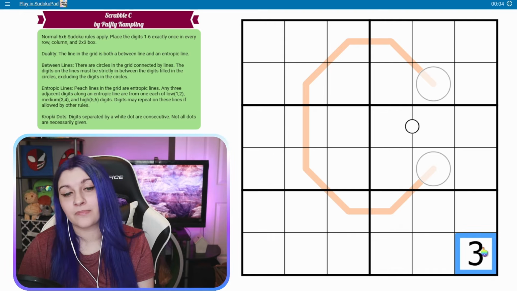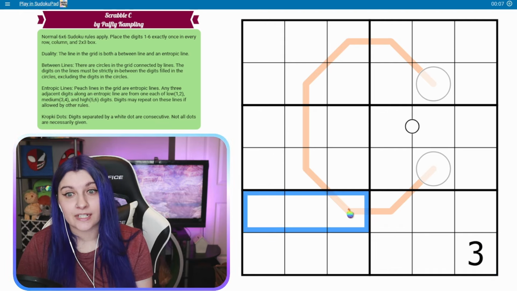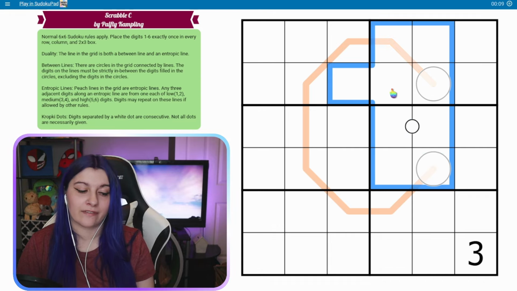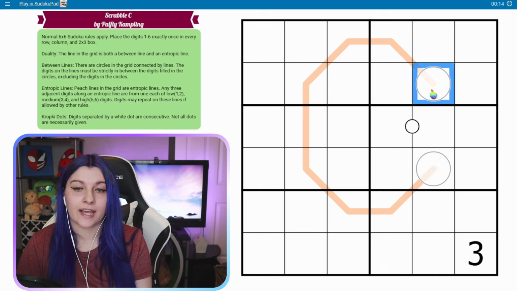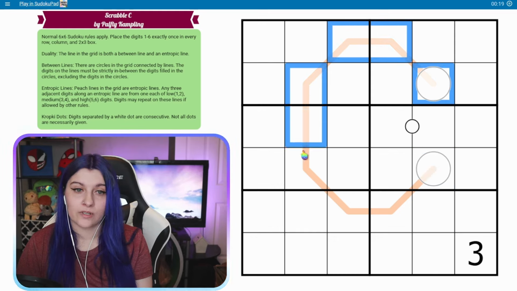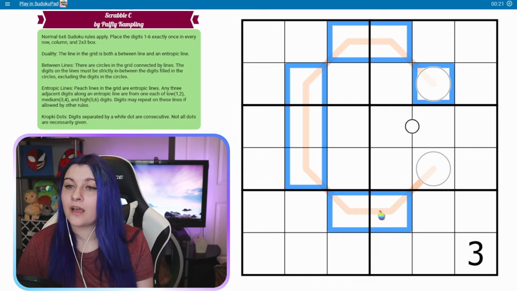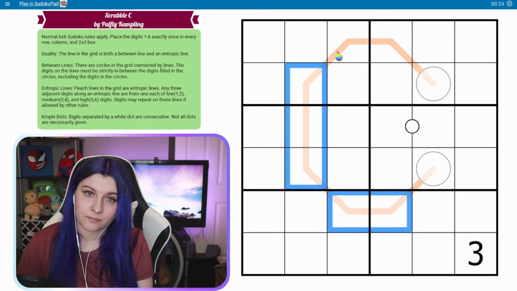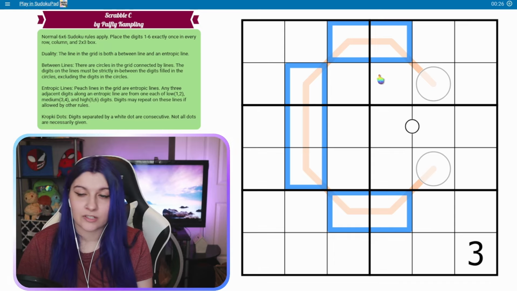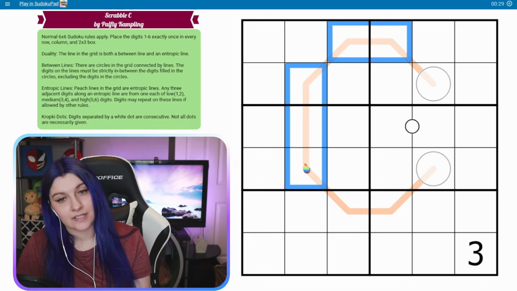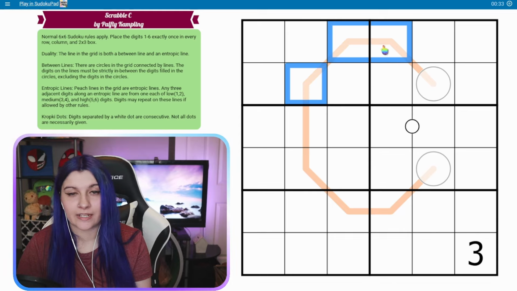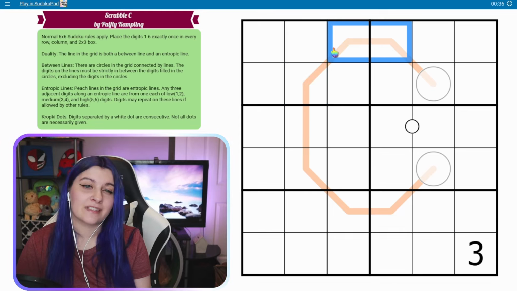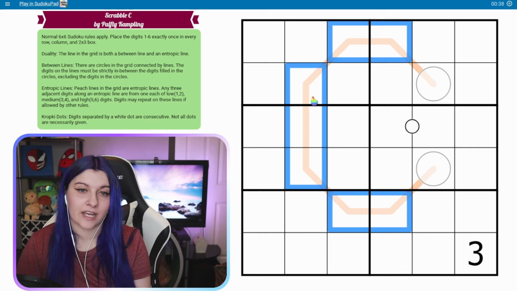We have a given 3. So I know that I'll have to have a 3 over here, and that 3 in these boxes will have to go here. I want to look at this. The entropic line means that I'm going to have a low digit, a medium digit, and a high digit at some point in this line. I don't know if it's low, medium, high, or medium, high, low, medium, low, high. I don't know what the pattern is, but at some point I'm going to have a low digit, a medium digit, and a high digit.